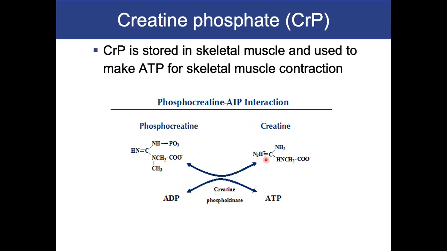Once we're in recovery mode, the creatine will grab the extra phosphates and reconvert to creatine phosphate or phosphocreatine, so it's ready to go again. So this happens in recovery. This happens when we need ATP, all right? And it's a really fast reaction. It's one step, and so this allows us to have really fast ATP.